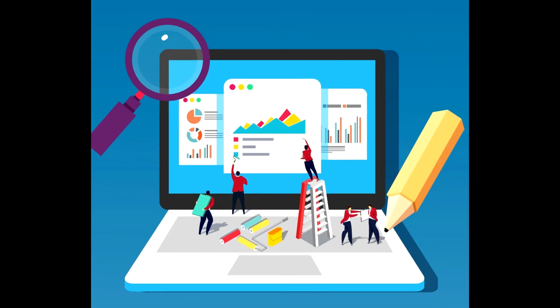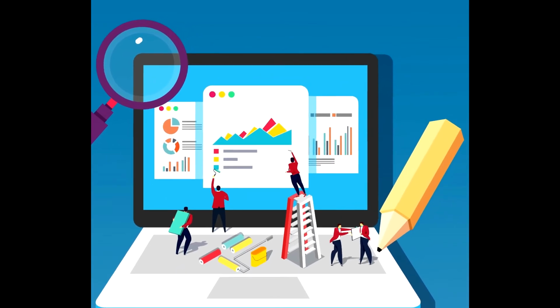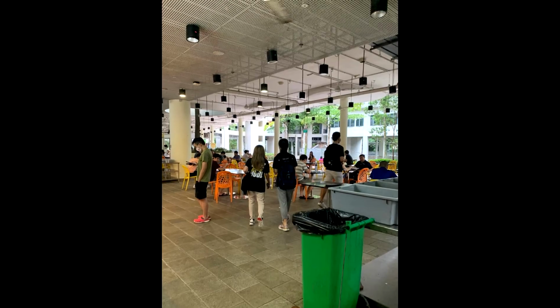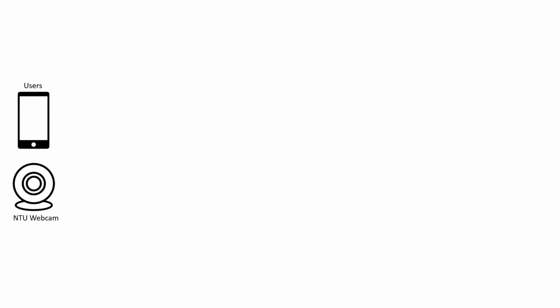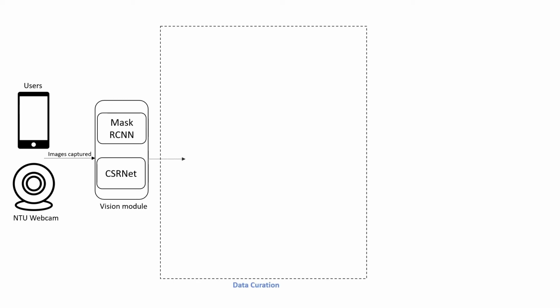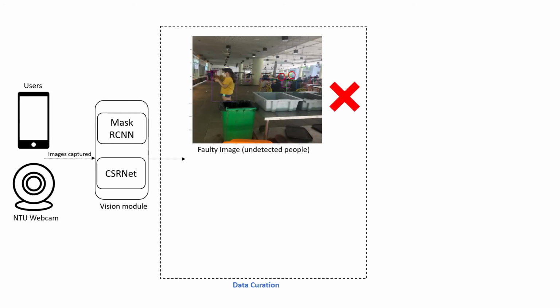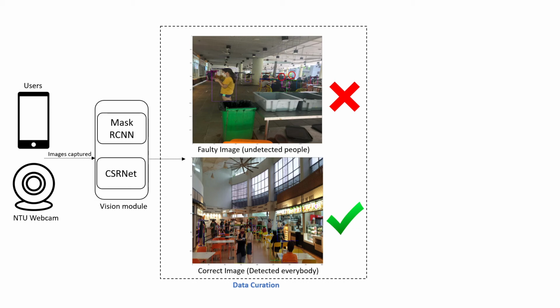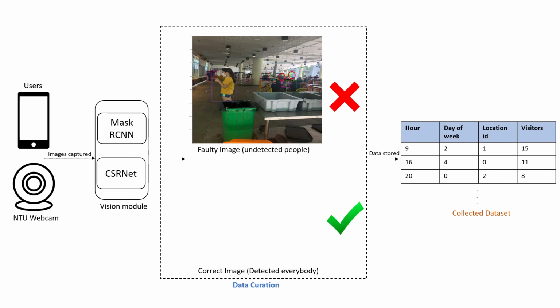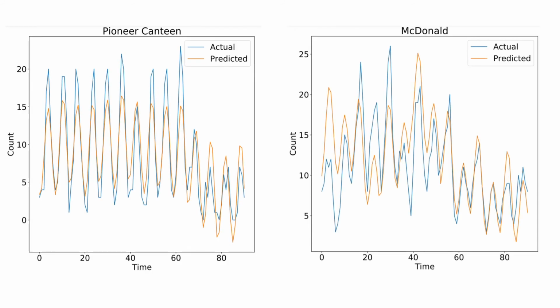To evaluate our model, a dataset is collected over a period of 4 weeks, with hourly data of visitors at locations McDonald's and Pioneer Canteen in NTU. Pictures of the crowd are taken from NTU webcams and from an iPhone, and an automated pipeline is created to process the images using our vision module to obtain the crowd counts. The dataset is then manually curated for any image that has poor detection results, and the counts are corrected before being stored together with location, time and day of week information. The prediction module is then able to forecast future trends of visitor counts with good accuracy.